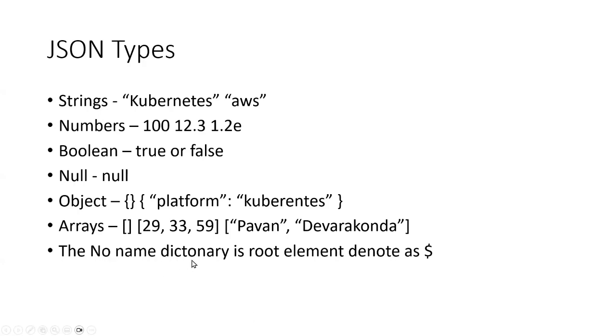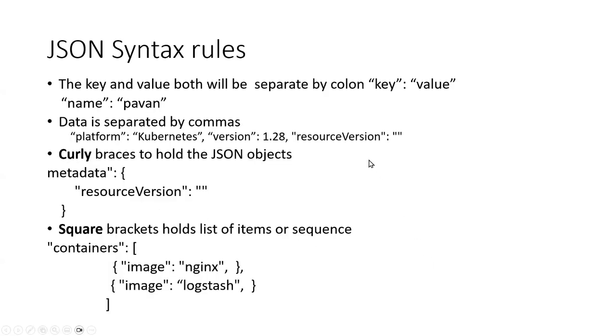If you don't have any name, that first element is the root element. If you want to use a query to get the output, then you're going to use JSONPath or jQuery or the JQ command. Then you're going to use the dollar symbol for representing the root element. Okay, so that's about data types.